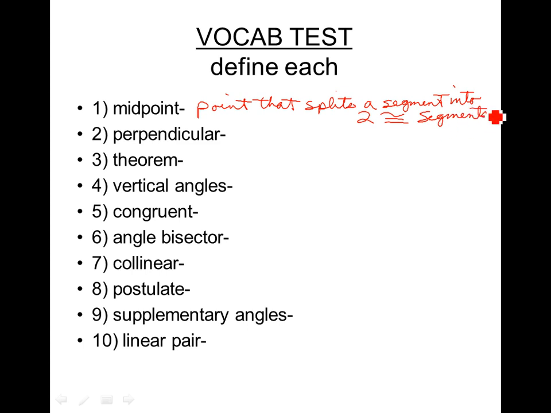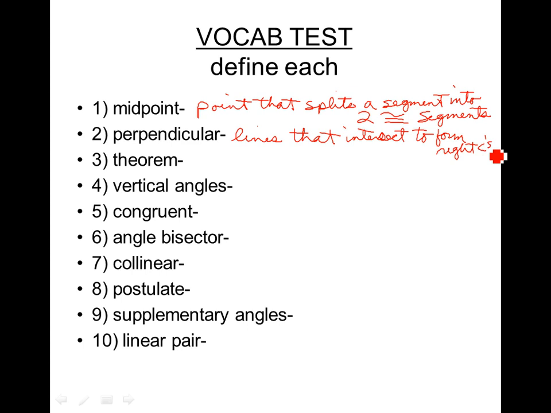Perpendicular. What's perpendicular? Lines that intersect to form right angles. This is the actual definition. I'll probably accept anything close to that. Intersect to form right angles. What if you said to form four right angles? That'll work. Two lines that intersect to form four right angles. That'll work.